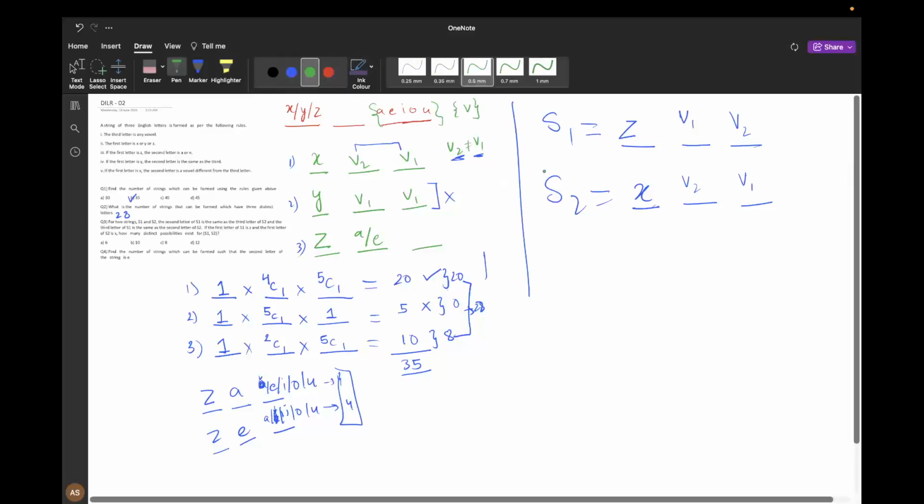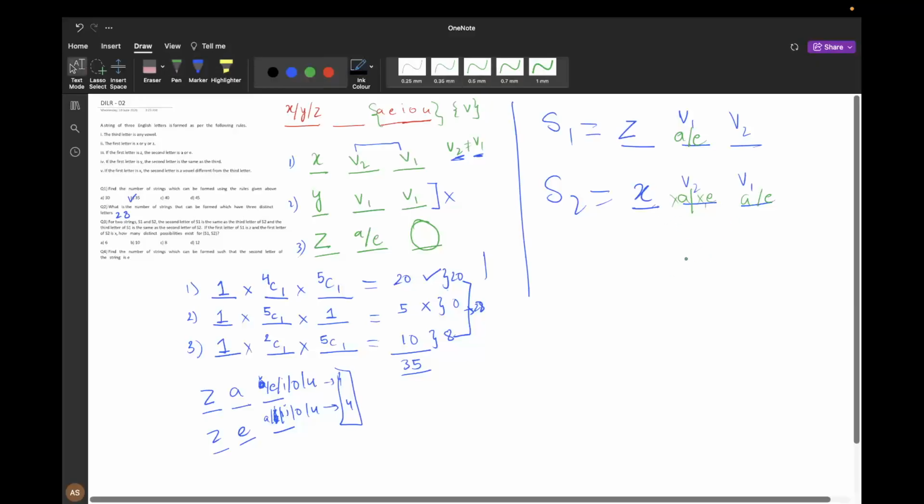Alright. Now what is the condition for Z? Z must have A or E, right? So V1 can either be A or E. That means here also it can either be A or E. Now what are the conditions for V2? For that we'll have to check X, because Z does not say anything about the third. So we go to X. It says that the second character is definitely not the third character. So it cannot be A if V1 is A, and it cannot be E if V1 is E.